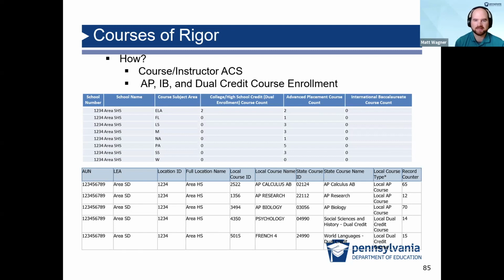It shows what you listed the course as in your local codes and your local name, what the state code and the state name is, and then what type is it: an AP course? A dual credit course? And how many students are enrolled in that course? This counts sections combined. So if you have 3 sections of AP Calc, they're going to be combined into one, but this will give you a general overview of how many students you have to double check with how many you are reporting.